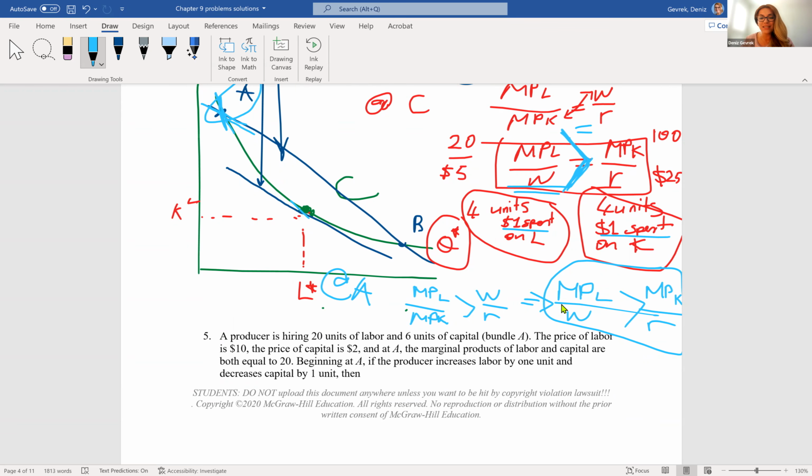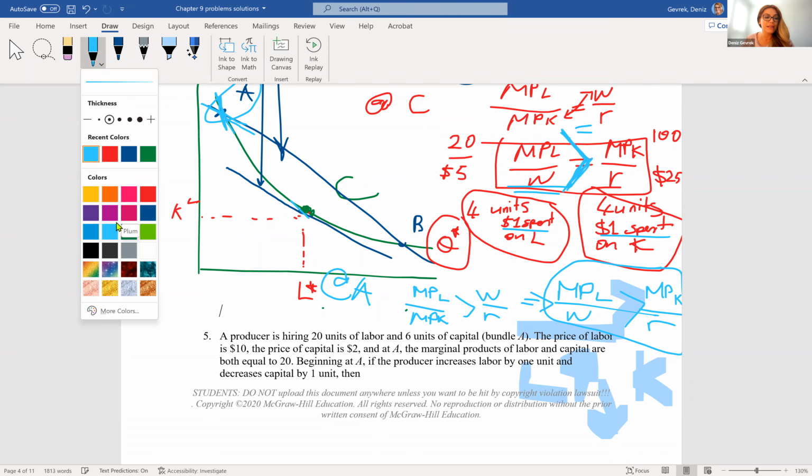Look, this means in English, I spent $1 on labor, and this is the output, which is greater than when I spent $1 on capital. So in this case, you have to increase your labor and you have to drop your capital if you can.